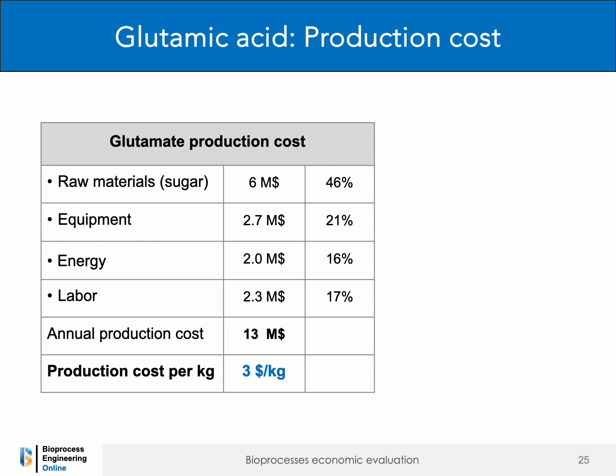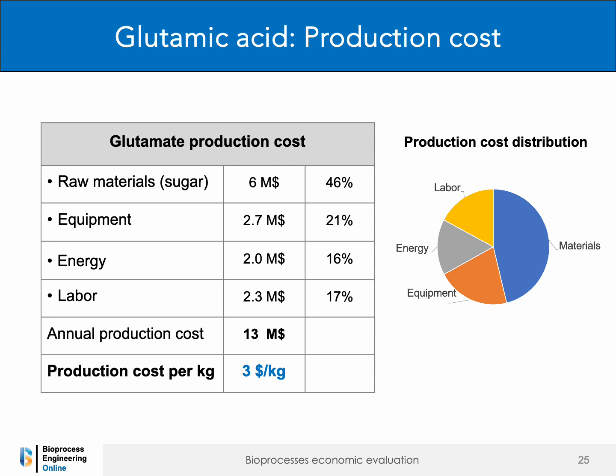For this glutamic acid production plant, the annual production cost is $13 million, equivalent to approximately $3 per kilogram of glutamate. Analysis of the production costs reveals that nearly 50% of the total cost is attributed to raw materials, primarily fermentation sugars. Equipment usage accounts for approximately 20%, while labor and energy contribute about 17% each.